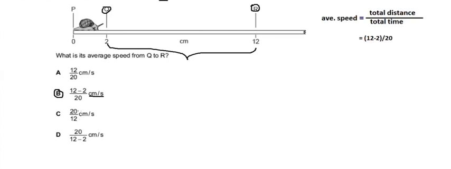This is given the reverse way, 20 by 12 cannot be the answer, and here also it is given 20 divided by 12 minus 2. 20 is basically the time, so it has to be in the denominator. So only option number B is correct.